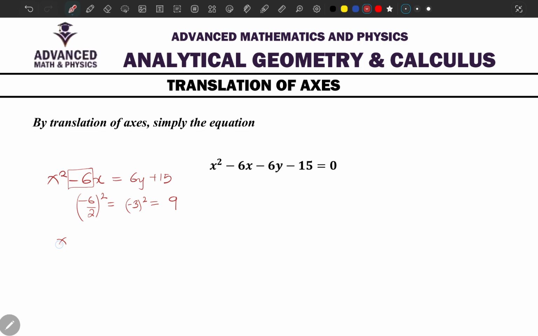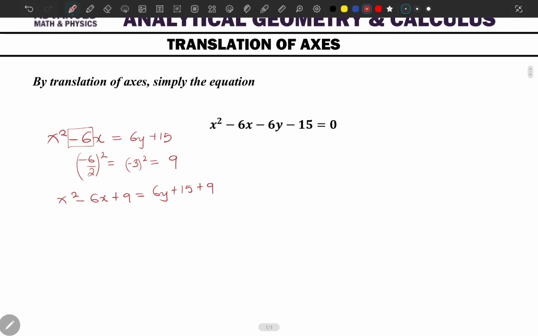So we are going to have x squared minus 6x plus 9 is equal to 6y plus 15. Add the same 9 again on this other side. And just like that, we are moving in the correct direction. So after that, here is what you do. We know from here that this is just x minus 3 squared. You get the concept, right?